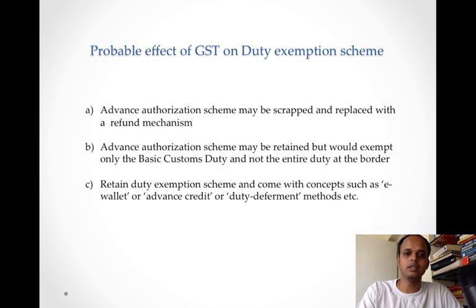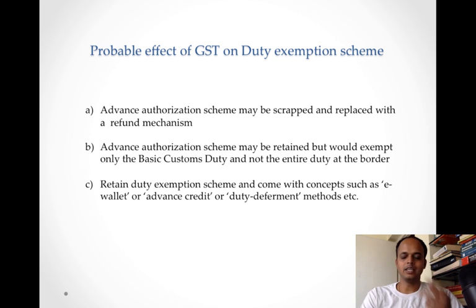And you have one more possibility where the entire exemption scheme is retained, because otherwise it might break the value chain. One might have to come up with ideas like an e-wallet or advance credit or a duty deferment method and so on, so that you do the ledger balancing and not collect the duties at the border. So the concept of ab initio exemption may be retained that way. These are the three possibilities that arise when we are moving from the current ab initio exemption schemes such as the Advance Authorization Scheme towards GST.